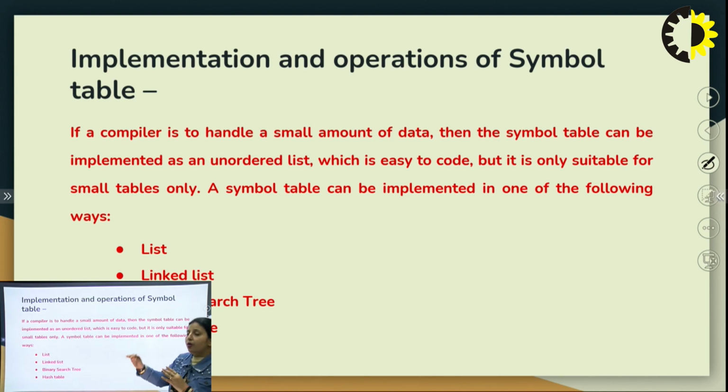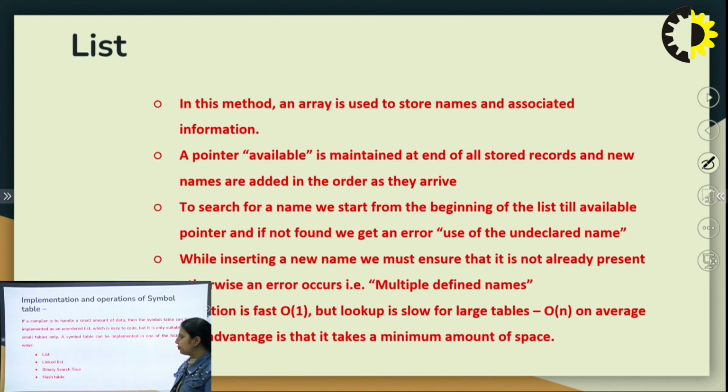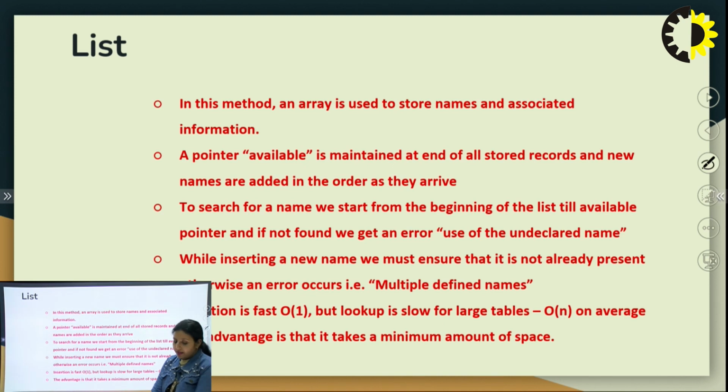If the data or the program is very large, then we need to implement the symbol table organization so that the data can be safely stored at some organized place. So these are the ways in which a symbol table can be implemented: the list, which we can also say the array, the second one is the linked list, third one is the binary search tree, and the last one is the hash table.